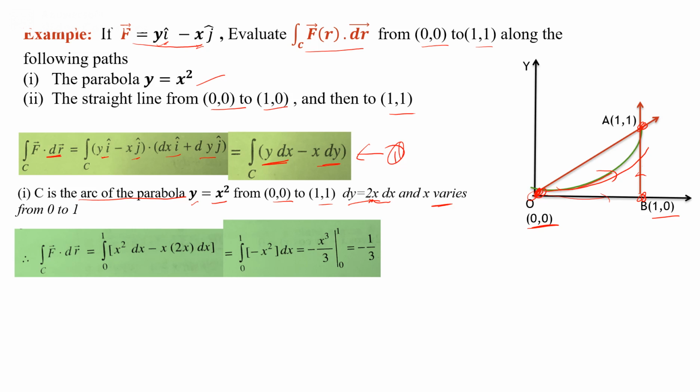So we substitute here dy is equal to 2x dx, and we get x square dx plus x times 2x dx, and on taking the integration and applying the limit, we get 1 by 3.